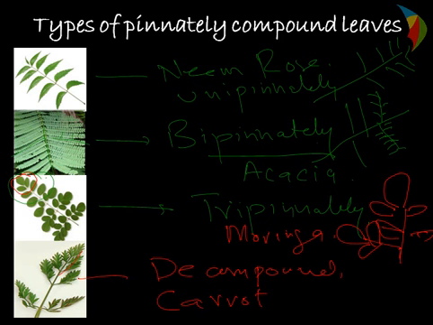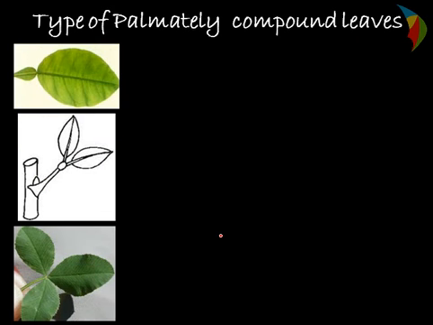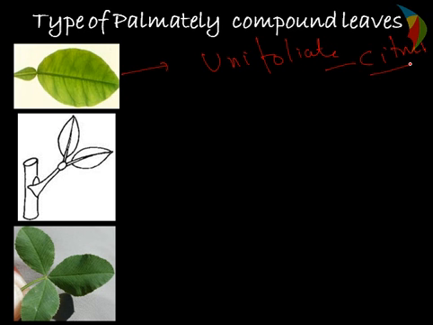In the same way we can divide the palmately compound leaves into 5 types. The first type is the unifoliate leaves, unifoliately palmately compound leaves. This is mostly found in citrus. Here you see in the picture this one leaf, and the lobes of rachis are broadened to act like a leaf only, and it's a small sessile leaf.